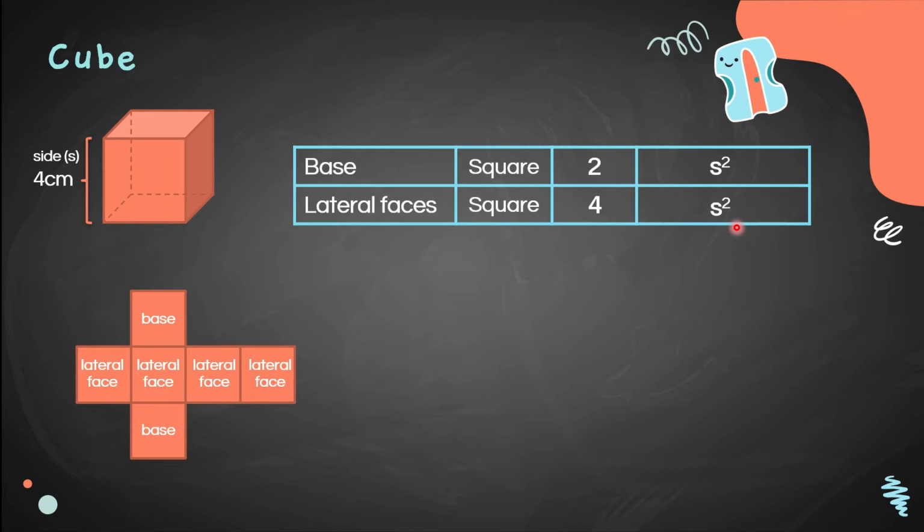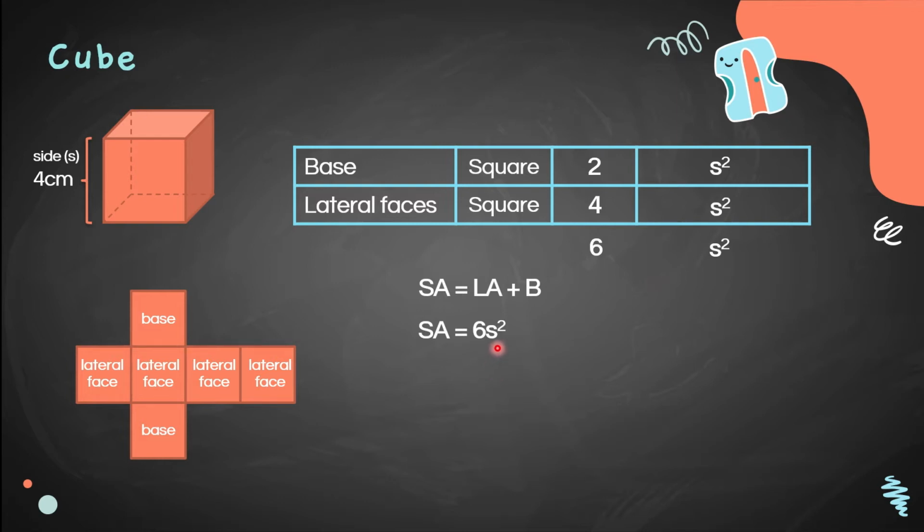Since surface area is the sum of the areas of lateral faces and the area of the bases, as you can see, we have 6 squares. And to find the area of a square, we have S squared. So to find the surface area of a cube, simply multiply 6 by the area of the square. So we have 6S squared.